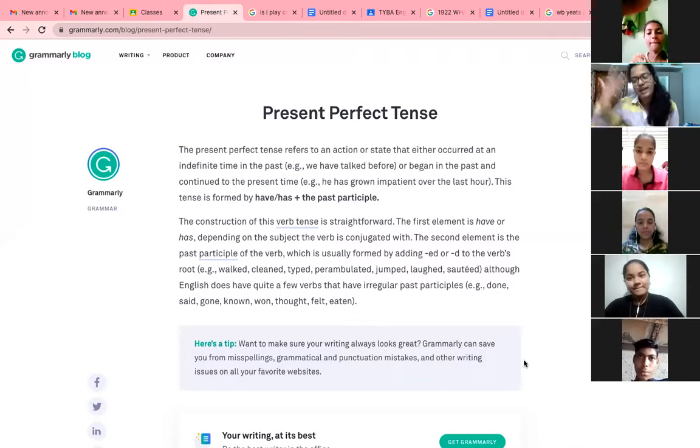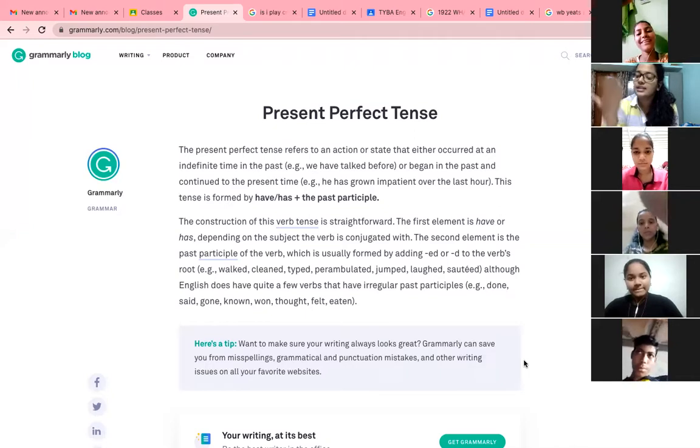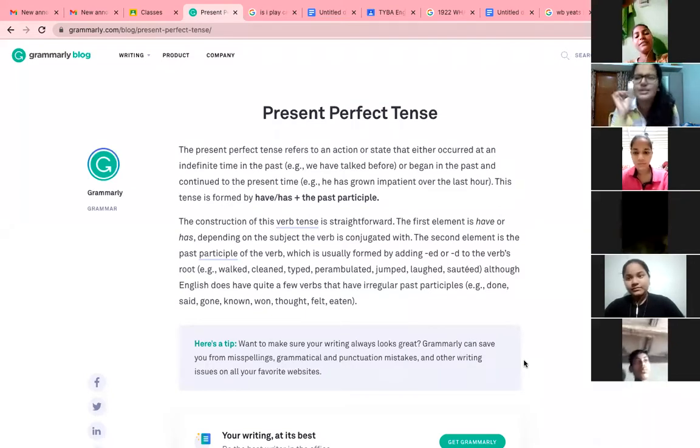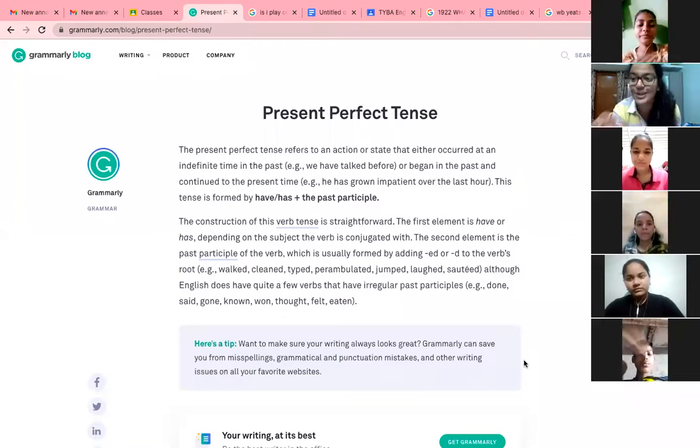In your brain they'll find a place, and eventually you'll read a sentence and you'll know whether it's right or not. As I tell you in every class, you'll read a sentence and you'll be like, oh my god, this is wrong and I need to correct this. Okay. It'll come to you naturally. But for now, what are we doing? We're understanding what present perfect tense is.